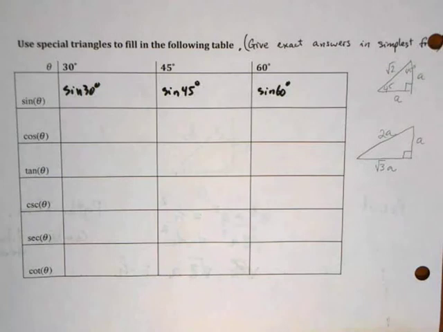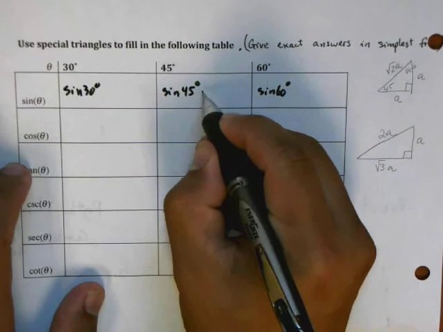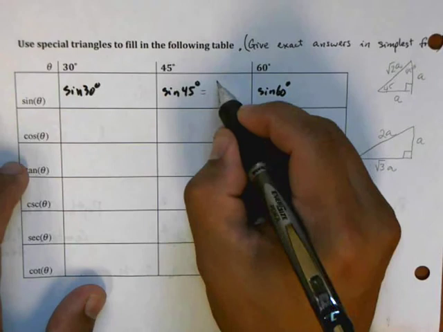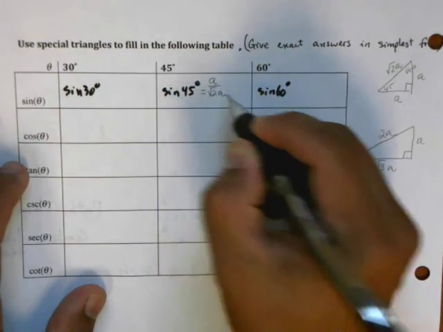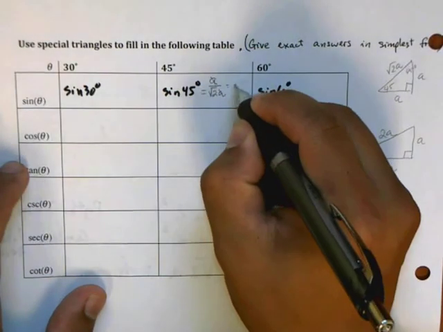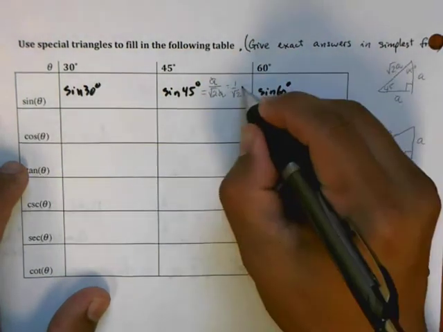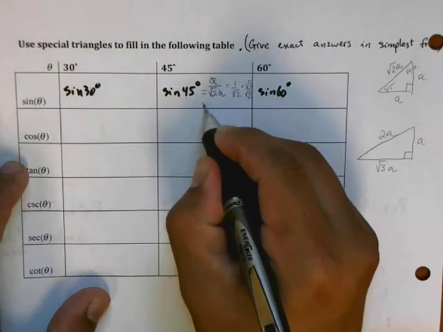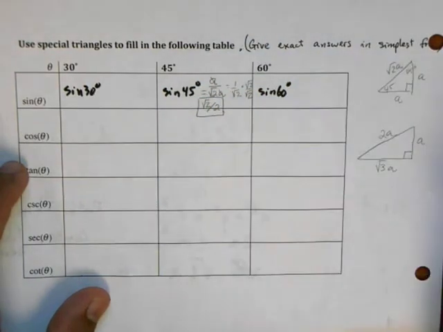So let's start with the sine here, and let's do sine of 45. Whoops, this should be square root of 2a. Sine of 45 degrees is just opposite over hypotenuse, so that's a over square root of 2a. You can see here that the a's will cancel, so that's 1 over the square root of 2. But we need to rationalize this, so we need to multiply it by square root of 2 over square root of 2, and that gives me square root of 2 over 2 as my final answer for the sine of 45.